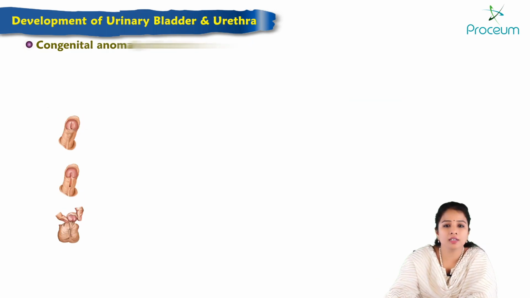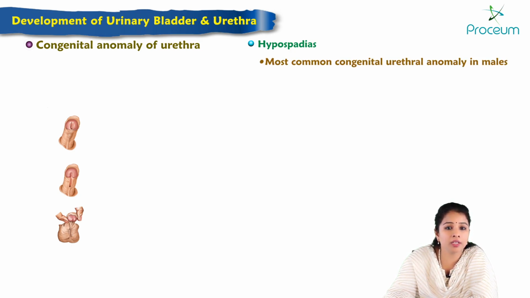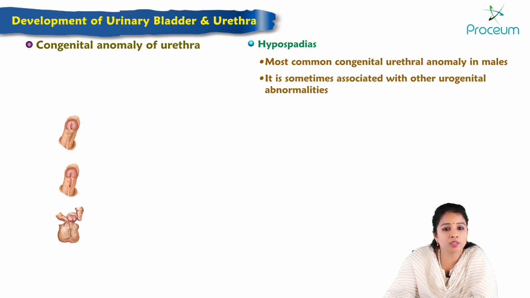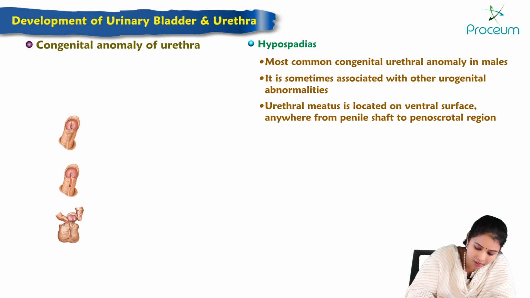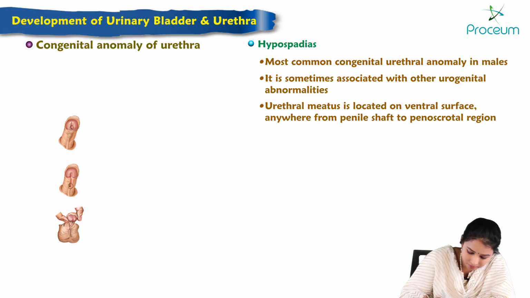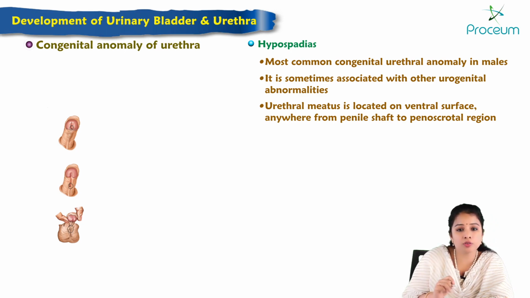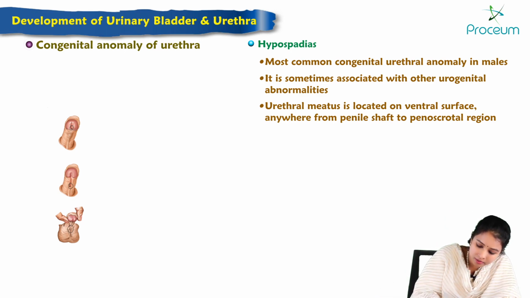So let us see a congenital anomaly associated with the development of male urethra, which is called hypospadias. Hypospadias is the most common congenital urethral anomaly in males, and it's sometimes associated with other urogenital abnormalities. Here in this condition, the urethral meatus is located on the ventral surface, anywhere from the penile shaft to penoscrotal region. So this condition is called hypospadias.